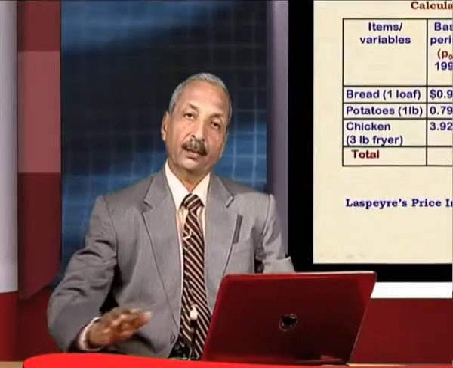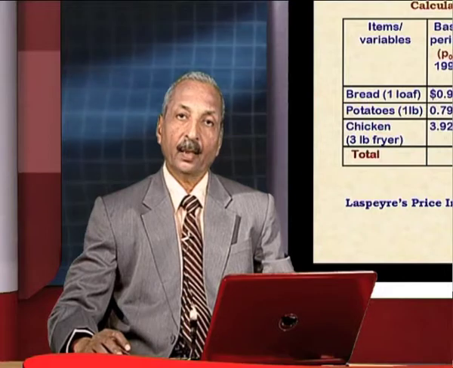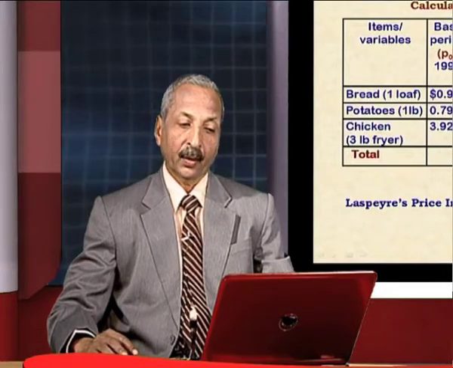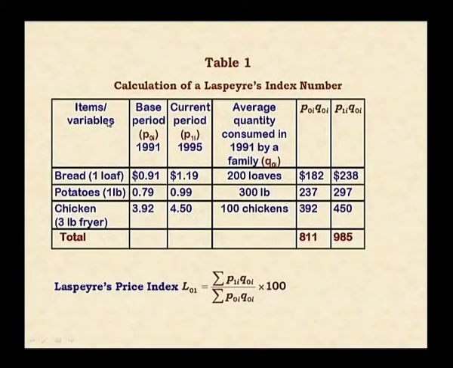Now, let us see how these index numbers are being computed, and look at this example. In this table, in the first column, the items or the variables names are given, like bread, potato, chicken, and the prices of these items are given in the year 1991 and of 1995. The prices in the base year and the current year are given in dollars and in the units which are mentioned in the brackets here.